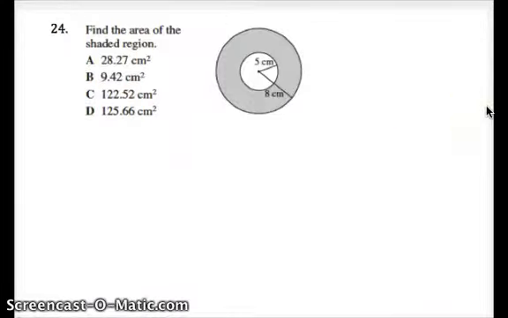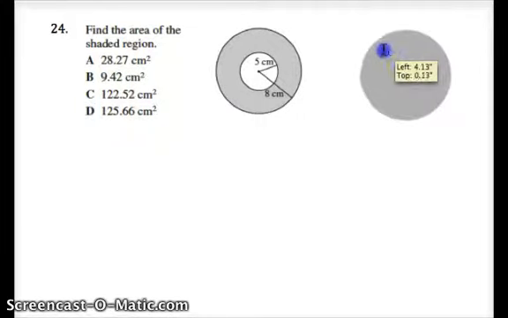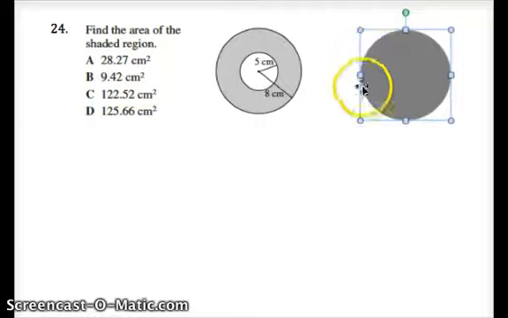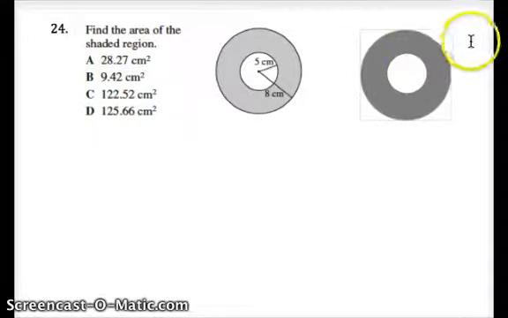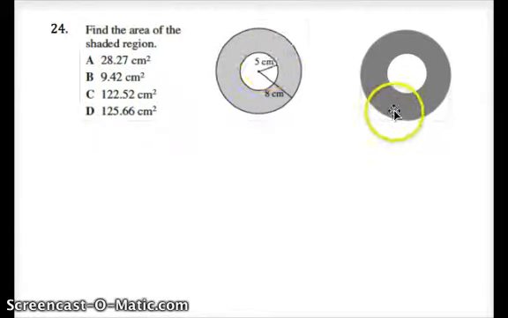Okay, in question 24, you're asked to find the area of the shaded region. Now we need to see what the shaded region is made up of. Now if we have a full circle, then it will all be shaded. But if I cut out a part, if I cut out the middle of the circle, then I end up with that shaded ring around the outside. So to work out just the shaded bit, what I really need to do is work out the area of the big circle and then cut out or take away the area of the small circle inside it.